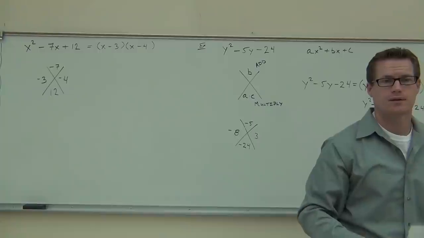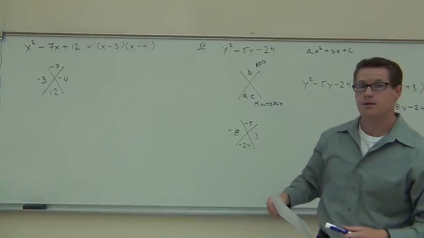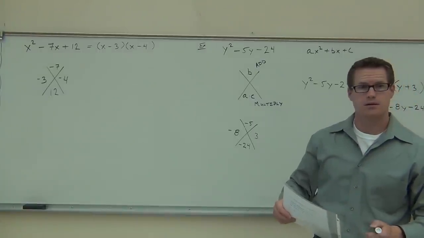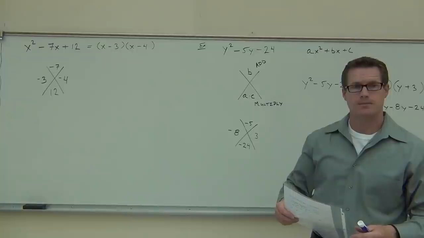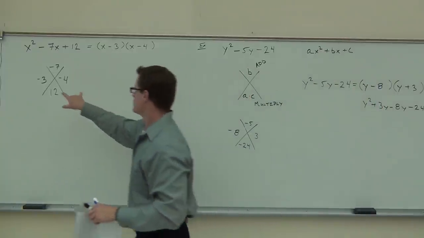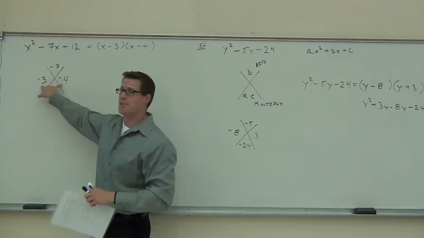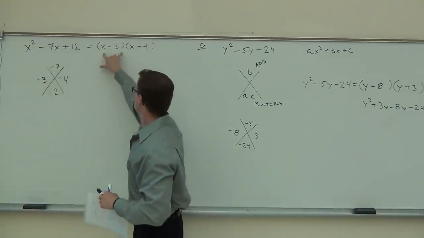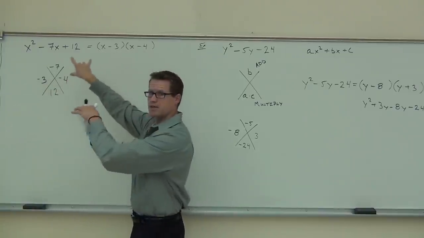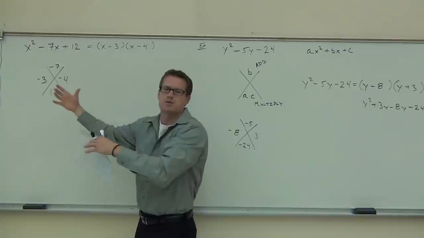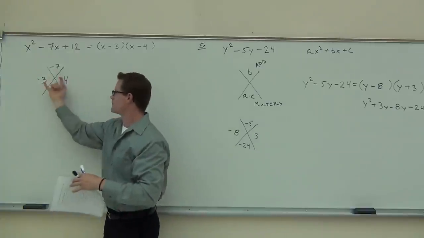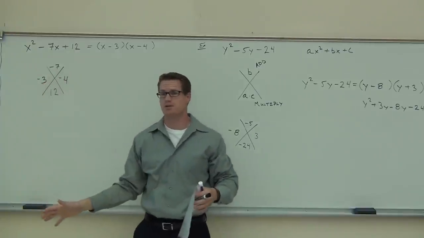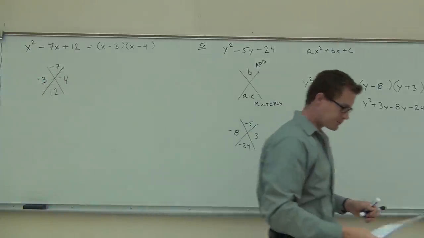Does it matter? I know that it did for the first problem, but does it matter what order those go in? You mean these two? It does not matter the order. Because if you switch these around, multiplication is commutative, right? So it really doesn't matter which one we have first. Same thing happens here. If those are backwards, it wouldn't make a difference at all. That's a great question. Thank you for that.